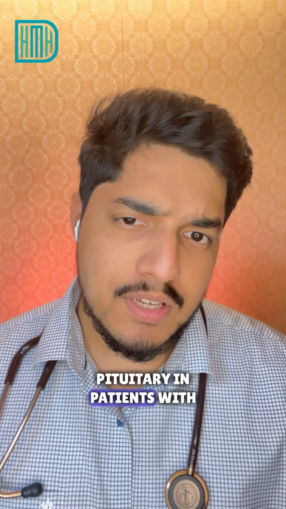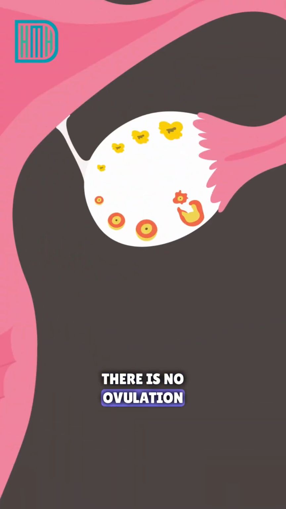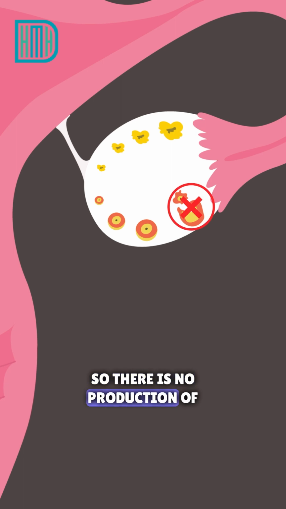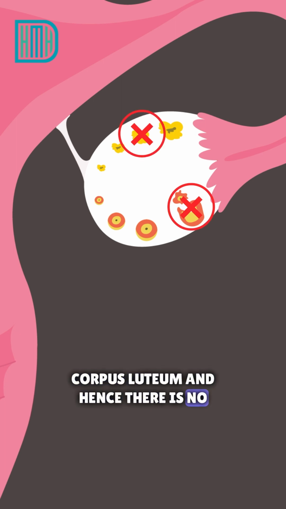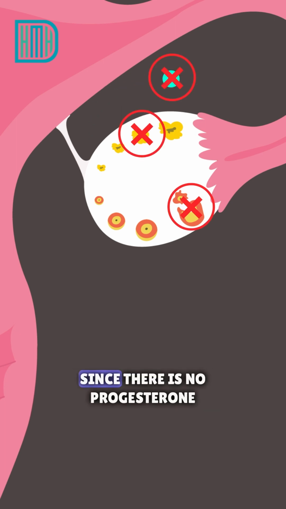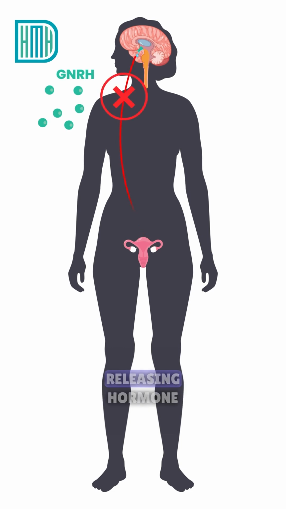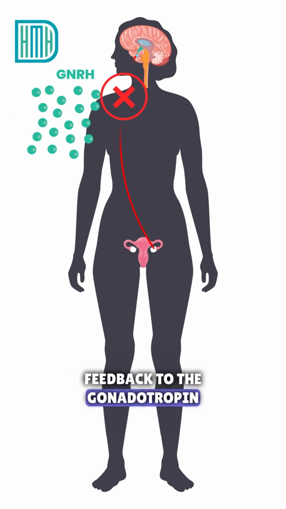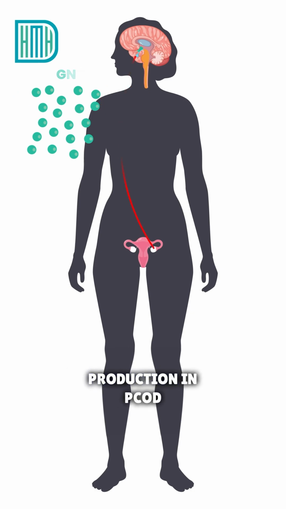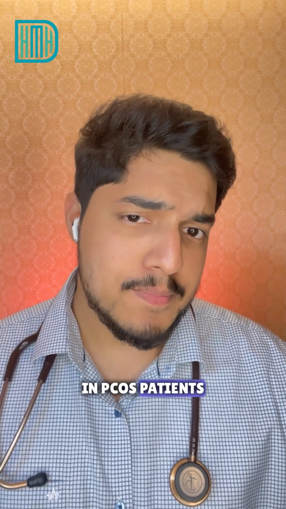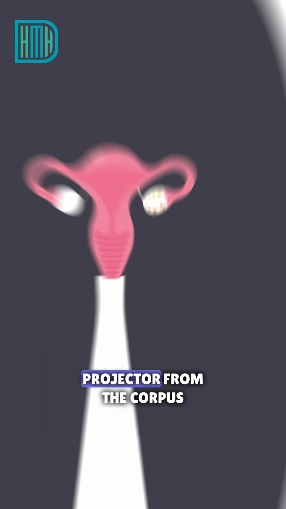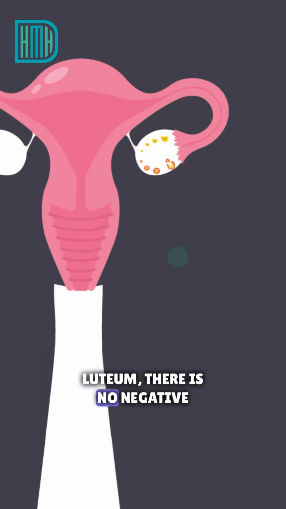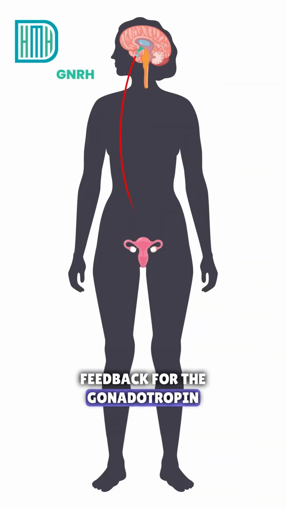In patients with PCOS, there is no ovulation, so there is no production of corpus luteum, and hence there is no production of progesterone. Since there is no progesterone, there is no one to inhibit the production of gonadotropin releasing hormone. That means there is no negative feedback to the gonadotropin releasing hormone to stop production. In PCOS patients, due to the lack of the high progesterone from the corpus luteum, there is no negative feedback for the gonadotropin releasing hormone.